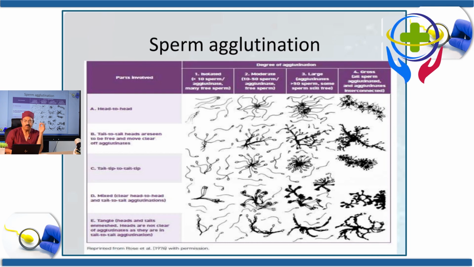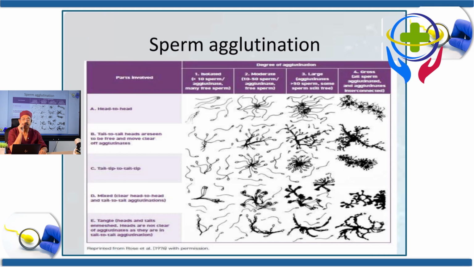Generally, there are three types of agglutination we observe. One is head to head, that is head and head attached to each other, and tail to tail, and also head and tail mixed together. And also we can grade this sperm agglutination.